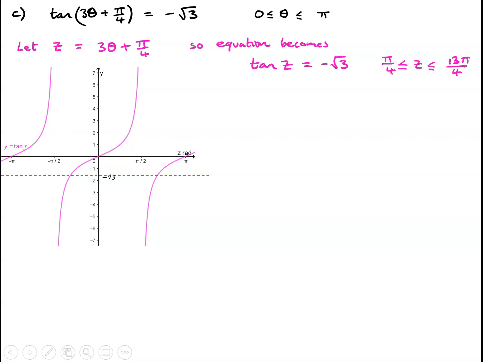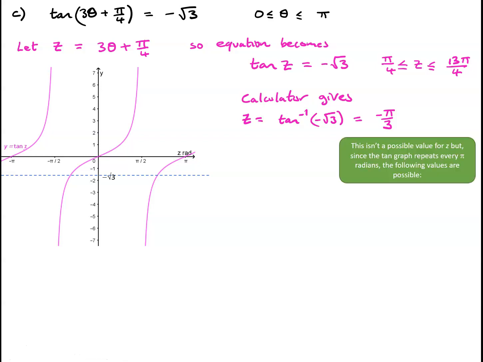Using the inverse tan on our calculator gives me a possible root as being z equals tan to the minus 1 of minus root 3, which gives me minus pi by 3. Unfortunately, minus pi by 3 is not a root of the equation that we're looking for because it doesn't lie between pi by 4 and 13 pi by 4. However, the tan graph repeats every pi. So there is a root between pi by 2 and pi, and that root is minus pi by 3 plus pi.